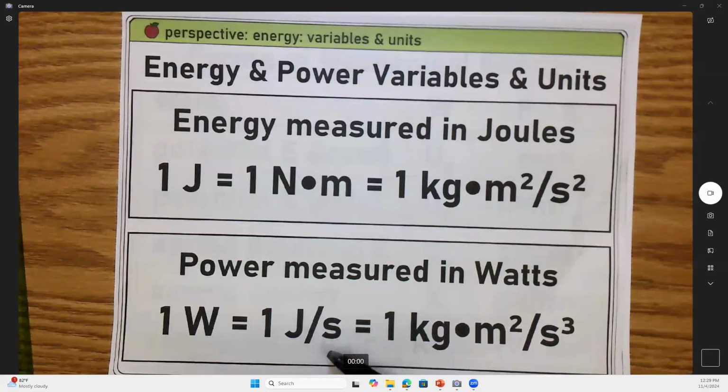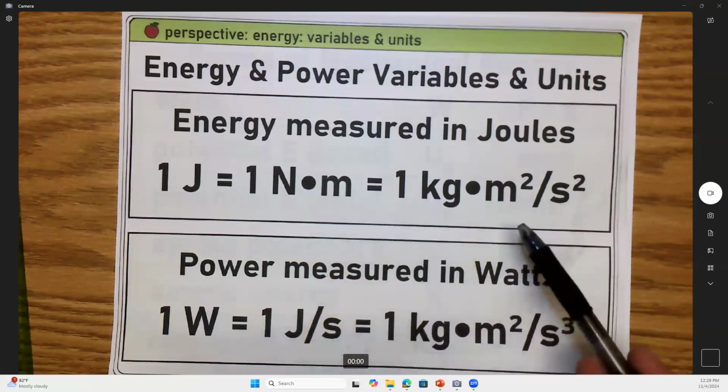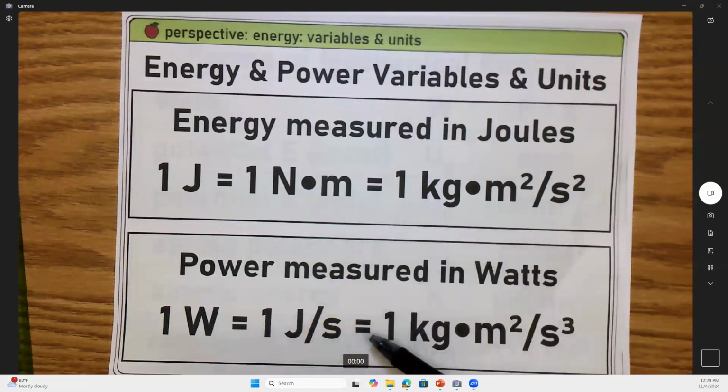Or suppose you have a 40-watt bulb plugged into a light socket, plugged into the electric grid. That 40 watts would be pulling 40 joules every second off the grid. You see that? All right. And since a joule breaks down into all this fun stuff, combine it with the per second to get 1 kilogram meter squared per second cubed. That's what 1 watt breaks down into.